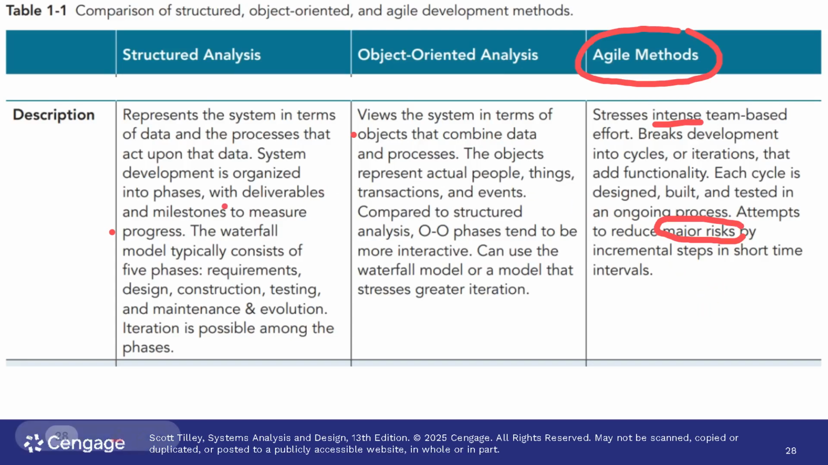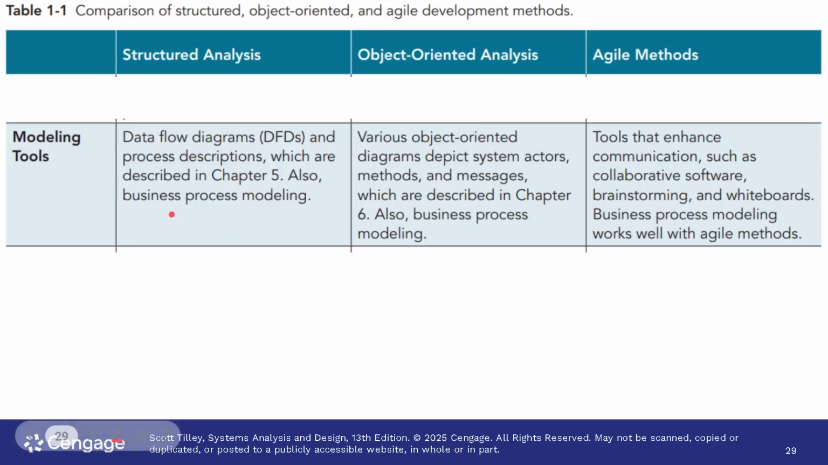So that's the general description. The tools you use in the structured analysis, we're learning some of them, the data flow diagrams, and now in this chapter, we're doing object-oriented diagrams. Sometimes they use business process modeling. So we're focusing on this right now, that the modeling tools are diagrams using objects. In Agile methods, basically it's anything that facilitates good communication. So there's not specific tools for Agile.